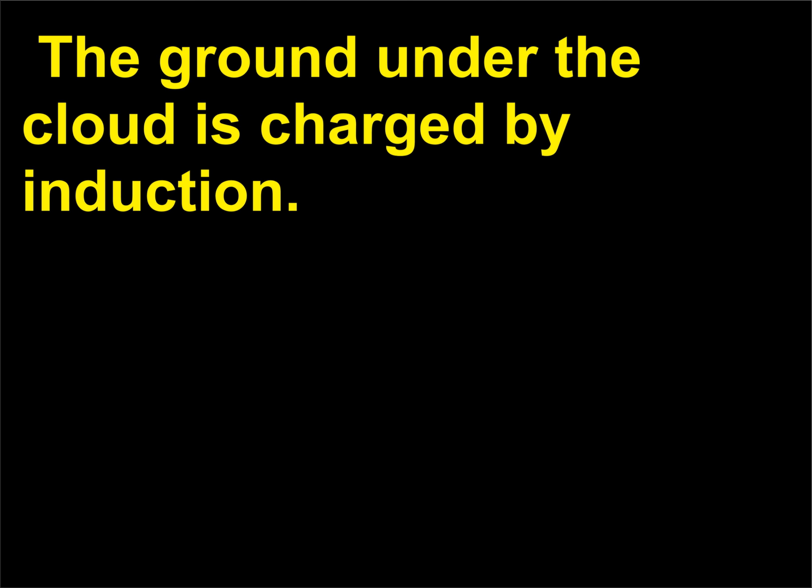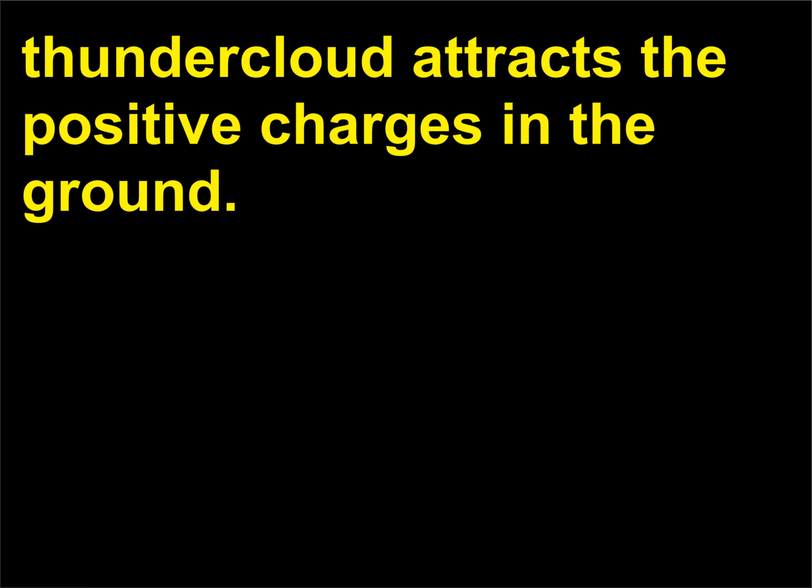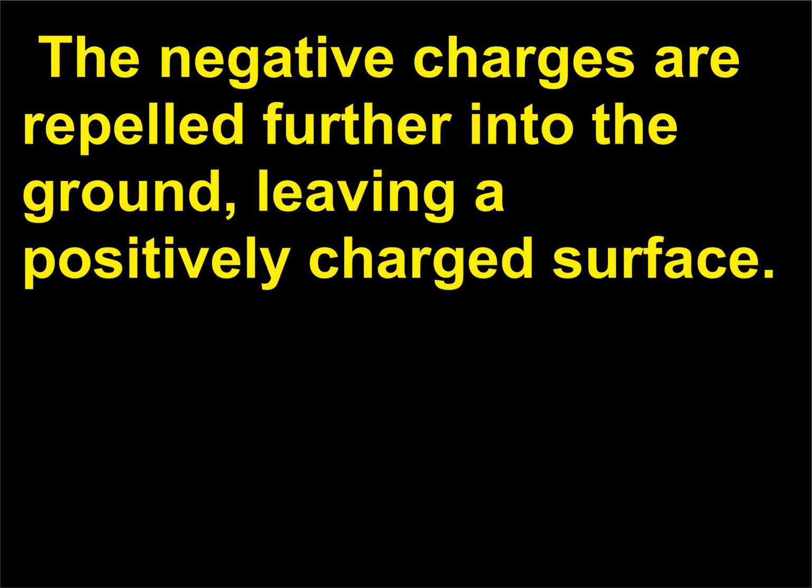The ground under the cloud is charged by induction. The buildup of negative charges on the underside of a thundercloud attracts the positive charges in the ground. The negative charges are repelled further into the ground, leaving a positively charged surface.